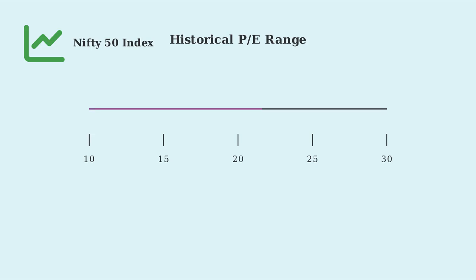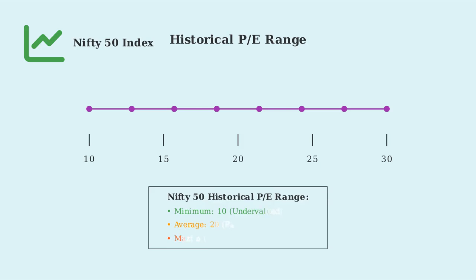This historical range helps investors understand market cycles. The PE ratio moves up and down over time, reflecting changing investor sentiment, economic conditions, and market expectations. Understanding this historical range gives investors a valuable framework for evaluating whether the current market offers good value or if caution is warranted.